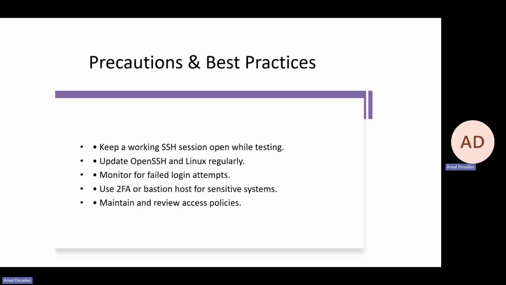Precautions and best practices. A few best practices to remember. Always keep a working SSH session open while testing changes in case you lock yourself out. Regularly update both OpenSSH and your Linux system. Always monitor for failed login attempts. Use two-factor authentication for sensitive systems and routinely review who has SSH access. Consistency is the key to staying secure.